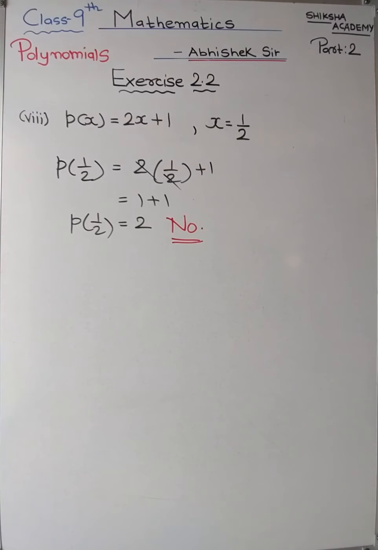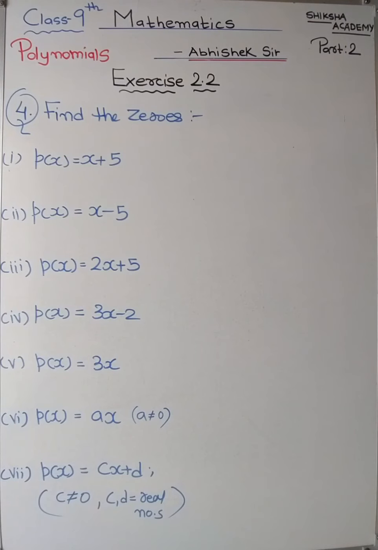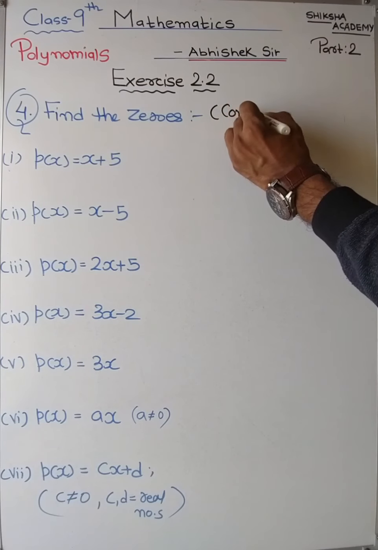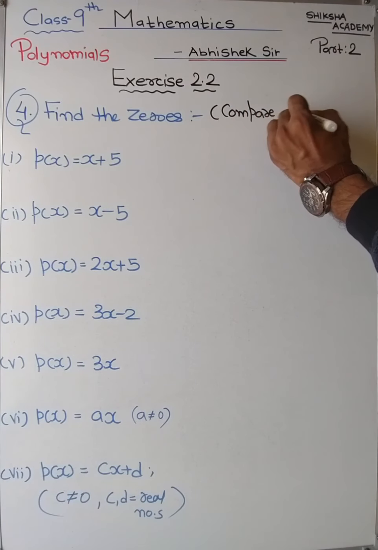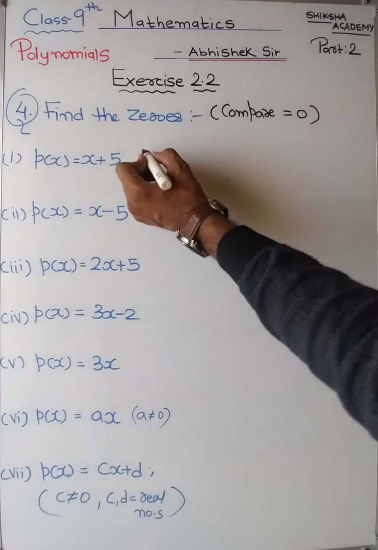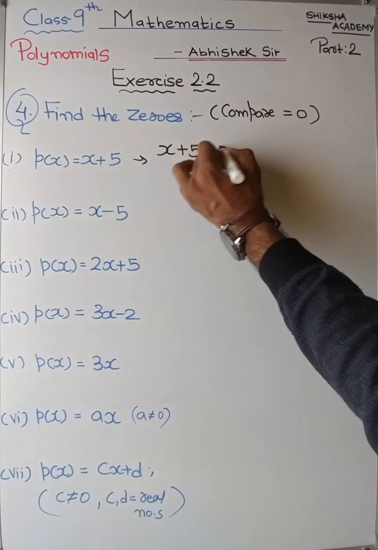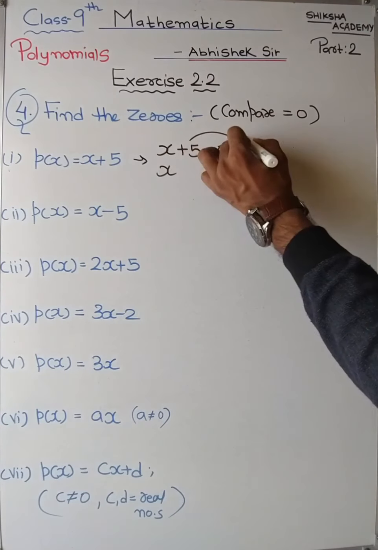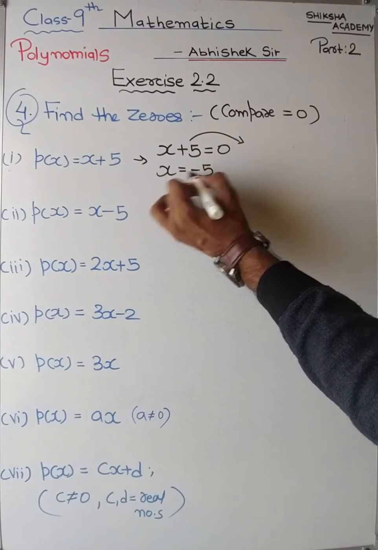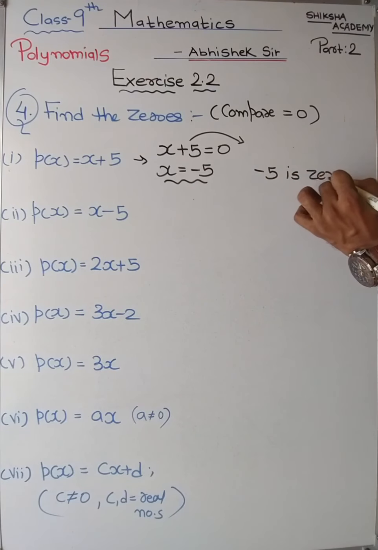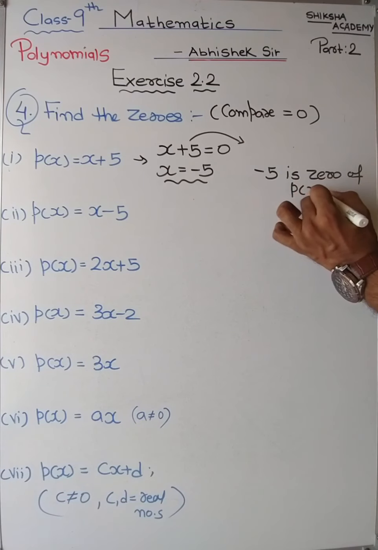Let us move on to the last question of this exercise, that is question number 4. Now the last question is find the zeros of the following polynomial. Find the zeros, we just have to compare the polynomial with 0. So comparing this with 0, x plus 5 equals 0, plus 5 goes over there, it becomes minus 5. So minus 5 is the 0 of polynomial p of x. You have to write like this.